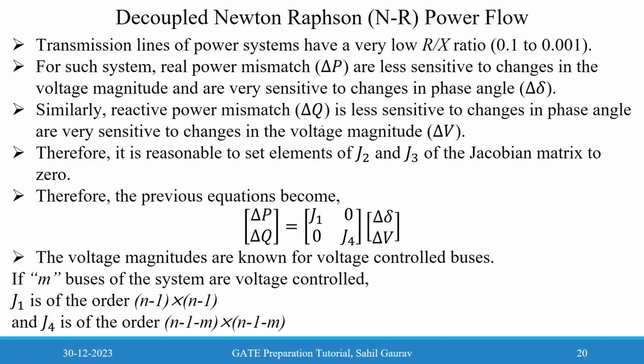J1 means here you have to calculate both the voltage magnitude and the angle, that is delta, and J4 is of order n minus 1 minus m because here you have to calculate only delta. That's why this J4 is of reduced size.